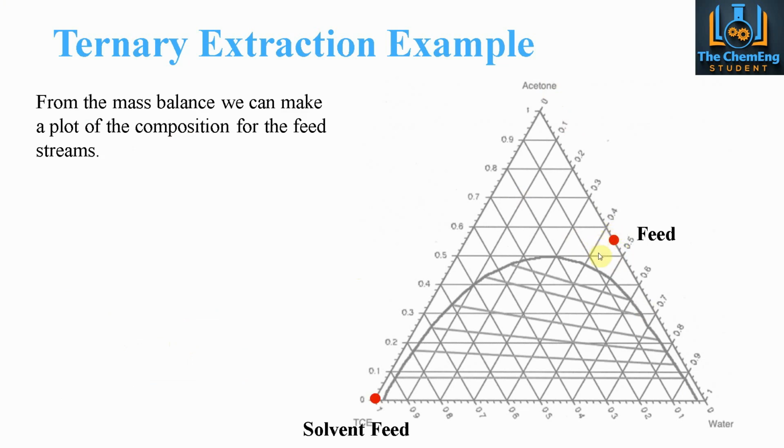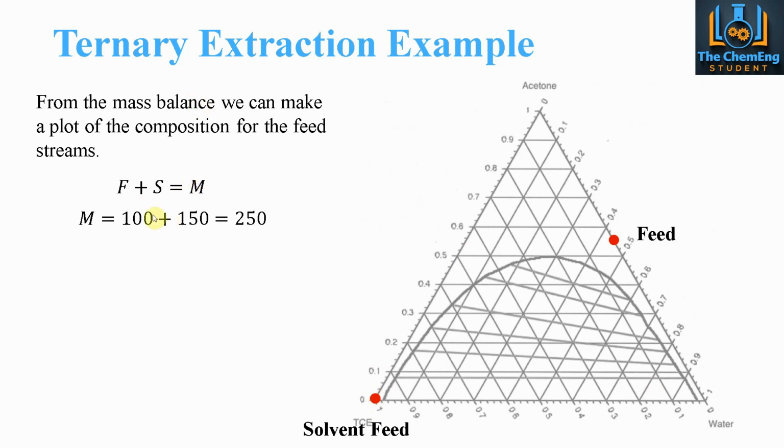Now we know that the solvent contains pure TCE, i.e. we have no water and no acetone. So that's right down in the very bottom corner here. That means the feed stream plus the solvent stream is equal to this point M. Now M is the mixing point of the system, and we'll come on to that in just a second.